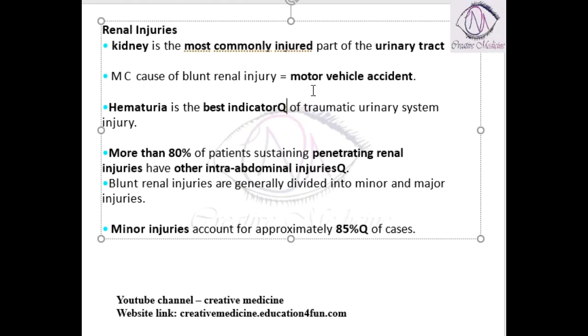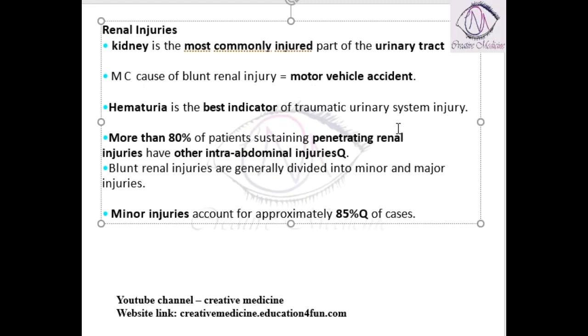If there is a trauma in the urinary system, when do you suspect it? A trauma in the urinary tract is suspected if there is hematuria in the patient.